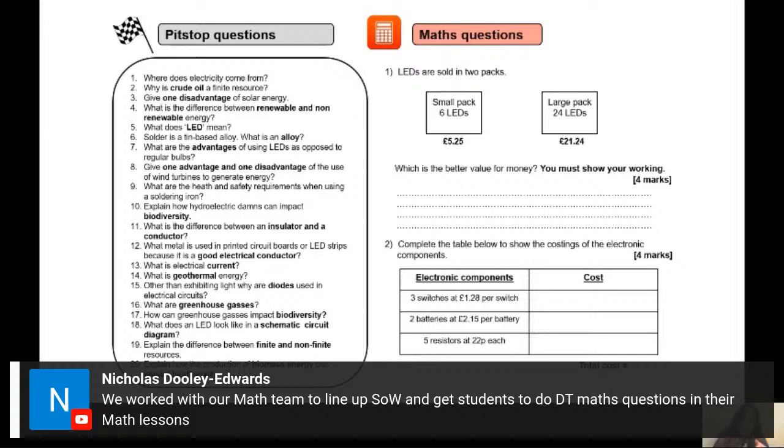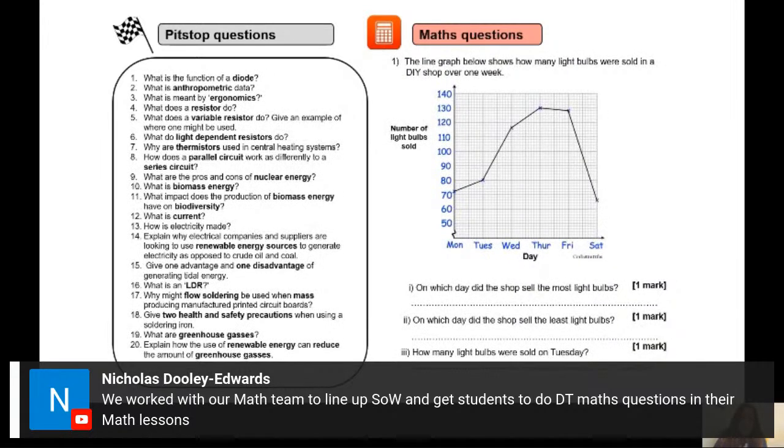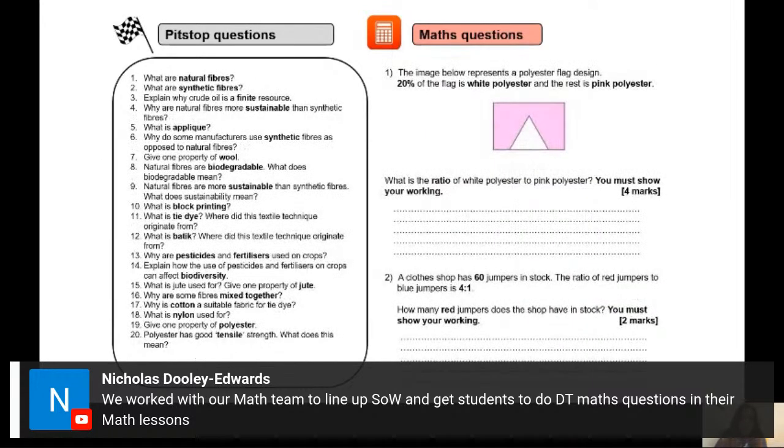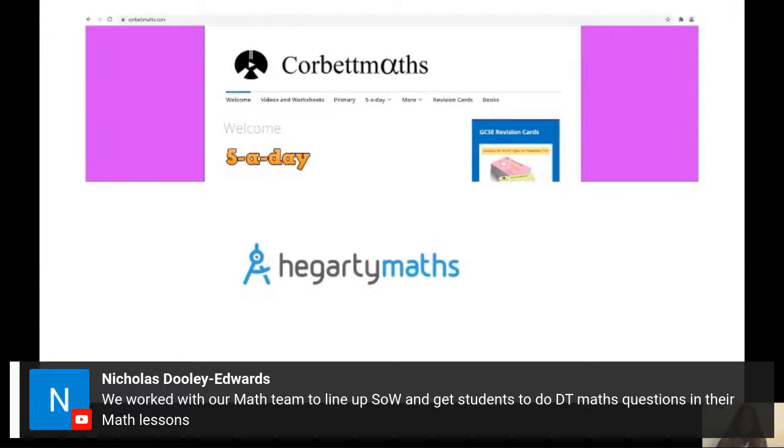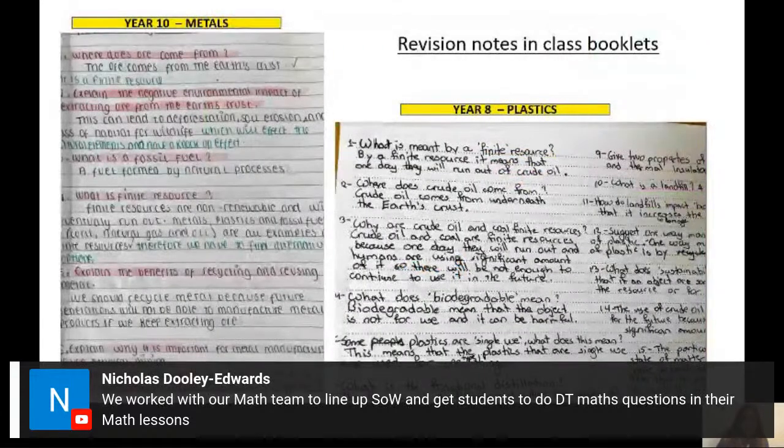And we also have built-in lined paper into our class booklets for students to make notes and answer questions. We have built-in sample boards as well. So this is separate to obviously the practical work that they do. So again, these booklets are used as visual revision guides that they can take home and revise.